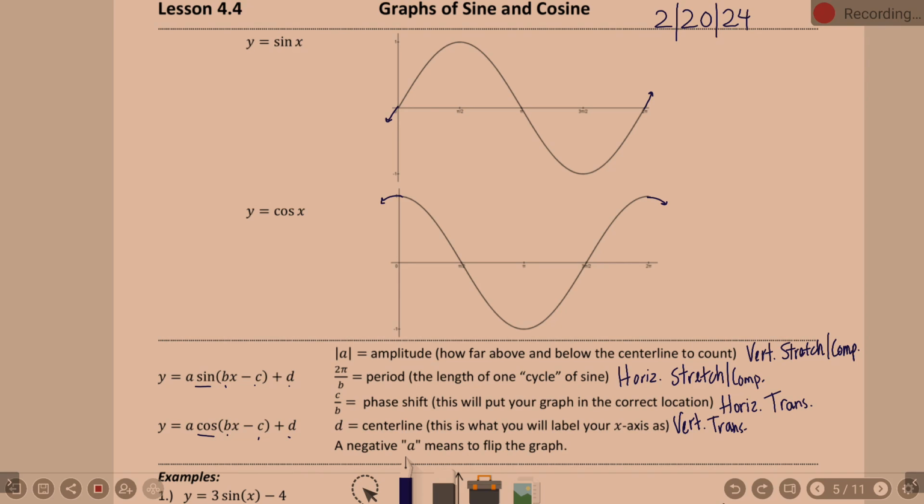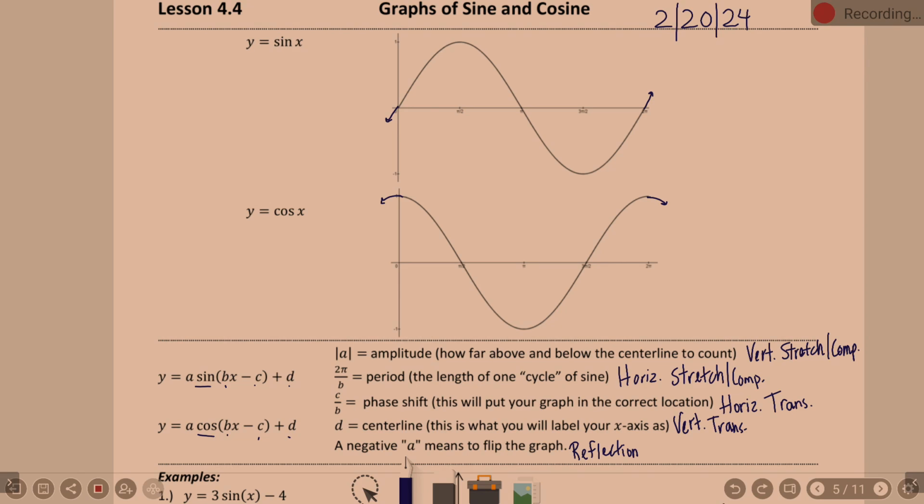Okay. And then, as always, a negative out front of the graph is going to be a reflection. So a negative a value will tell you to flip the graph, or in other words, it is a reflection. And your graph will go upside down. We don't do any reflections across the y-axis here. We solely stick with x-axis reflections. So you're flipping it up and down.